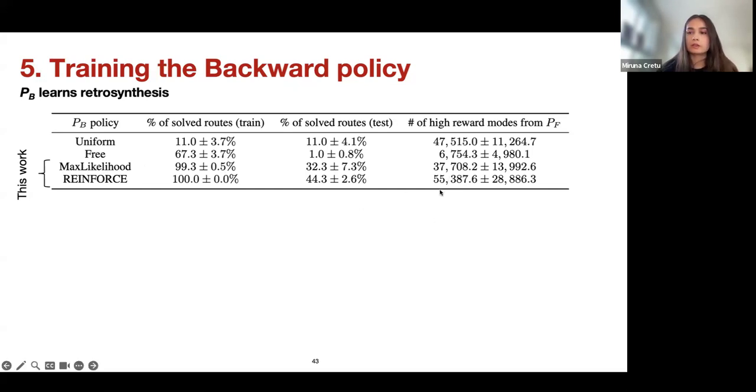And also, because the two policies are interlinked through the trajectory balance loss, we also looked at the effect it has on the forward policy. And a reinforced backward policy seems to also promote the diversity that we obtain through the forward policy, which is a nice finding.